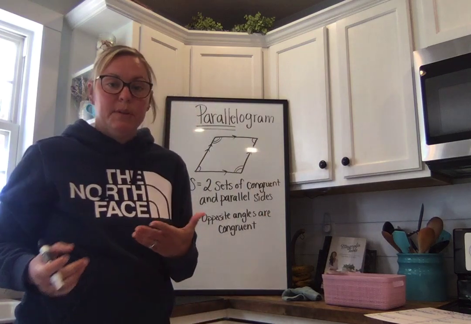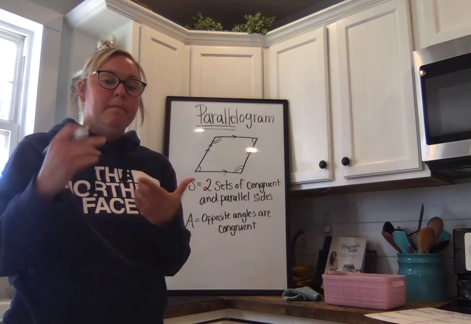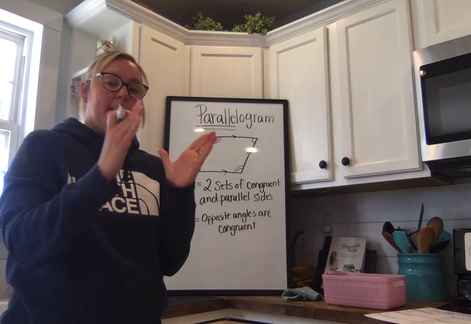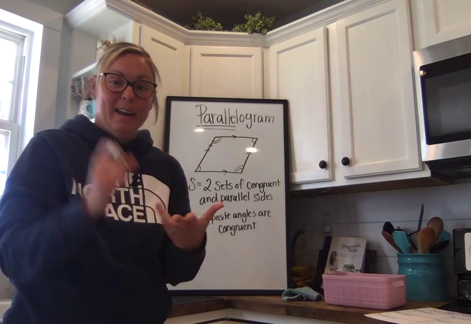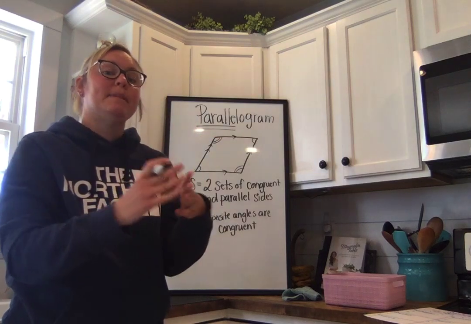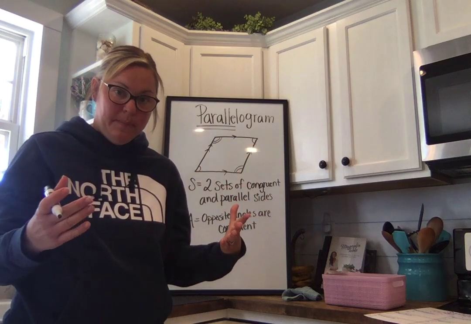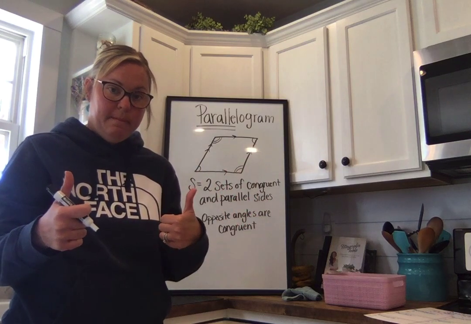Okay? So far, does that make sense? Think about it and listen carefully. The opposite sides are parallel and they're congruent. And then the opposite angles are also congruent. So far, so good?